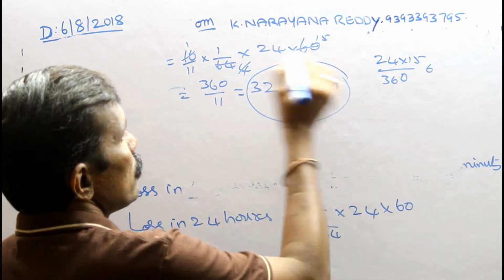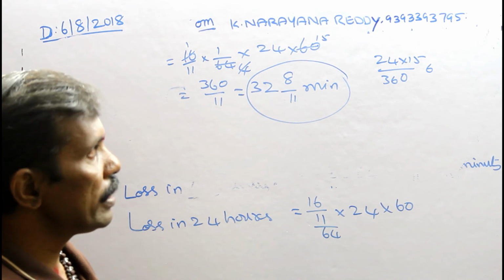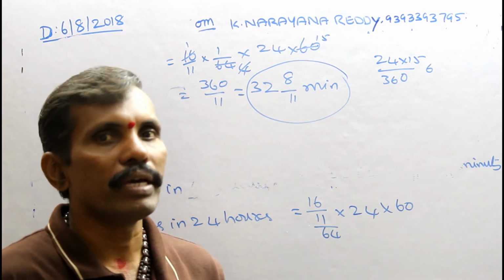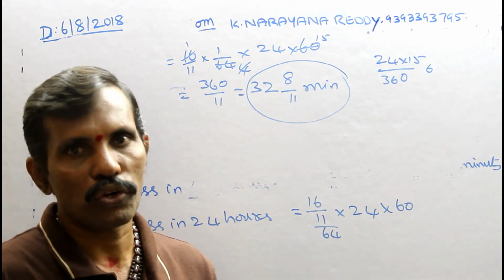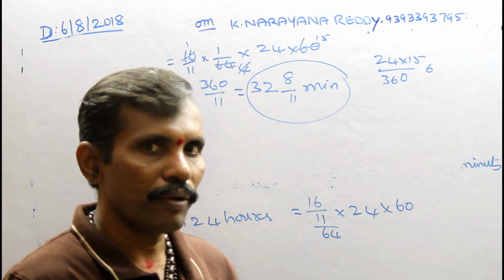Okay. So in this way you can find the answer. But the important point here is that 55 minutes are gained by the minute hand in 1 hour. On the basis of that point, you have to complete the problem. Okay. See the next problem.